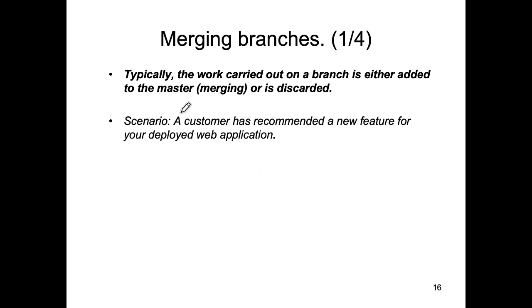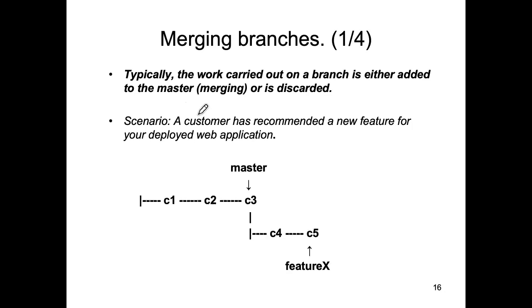I think we're taking a slightly separate scenario here now. I've got a customer that has recommended a new feature for your deployed web applications. Here's our repository, master is pointing at C3. C3 contains the version of my web application that my customers are using. Somebody has recommended a new feature that we should develop, and we start developing that feature on a separate branch. And that's the status of it so far.